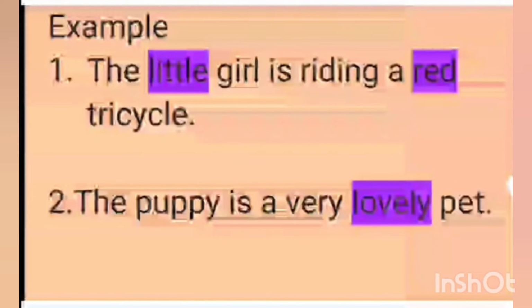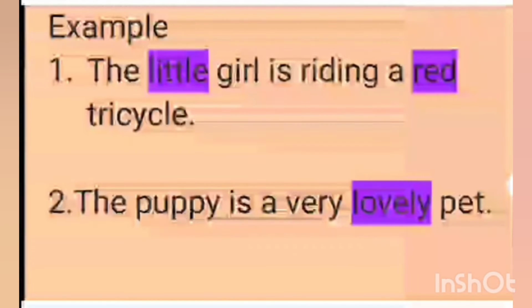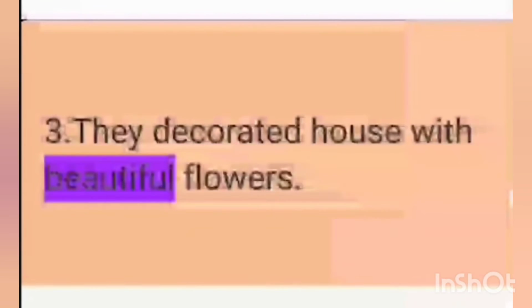Now the second sentence: the puppy is a very lovely pet. Now we are talking about the puppy and how the puppy is, it is a lovely pet. So lovely is something that we are giving more in description. So lovely is an adjective that is used to describe the noun pet.